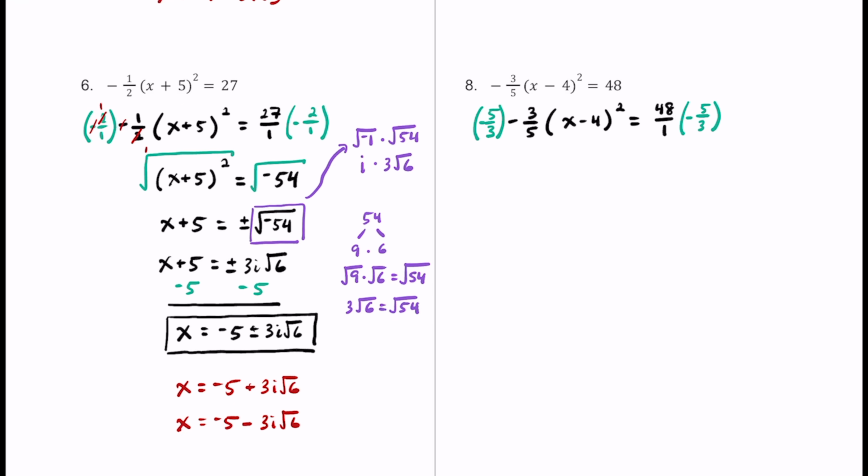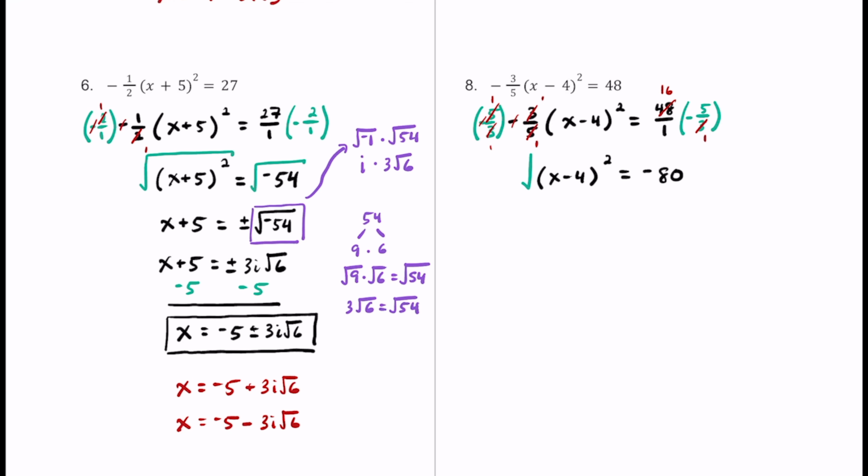If we do that, then these negatives will cancel out on the left side. The 5s will cross cancel, and then these 3s will cross cancel. So everything's going to cross cancel on the left side, and we're just going to have the quantity x minus 4 squared. And on the right side, notice that this 3 and 48 can cross cancel. 3 goes into 48 16 times. So then multiply this 16 by 5, that's going to be 80, and it's going to be negative 80 just because we had a negative times a positive.